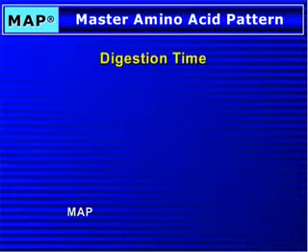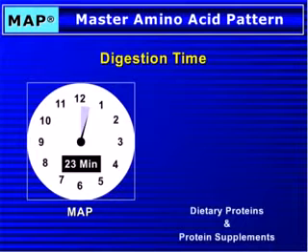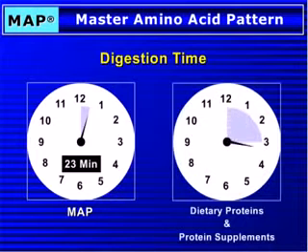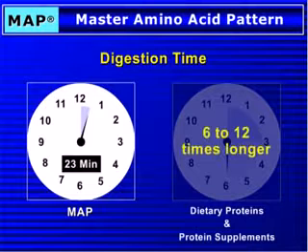Digestion time. MAP is absorbed in the small intestine within 23 minutes from its ingestion. By comparison, dietary proteins and protein supplements need from 3 to 6 hours to be digested. This is 6 to 12 times longer compared to MAP.